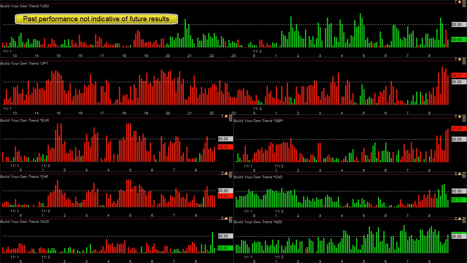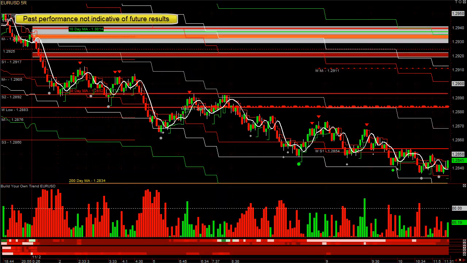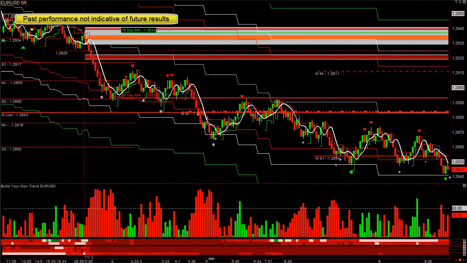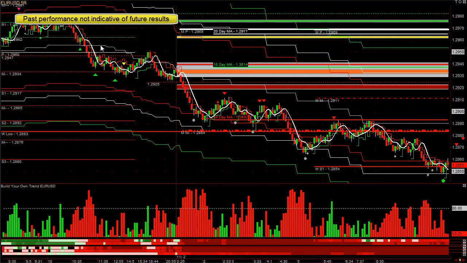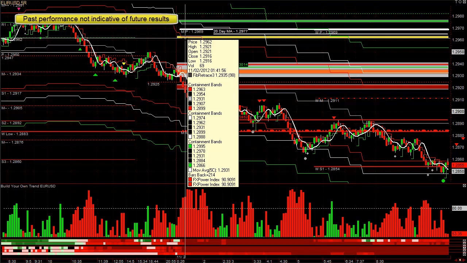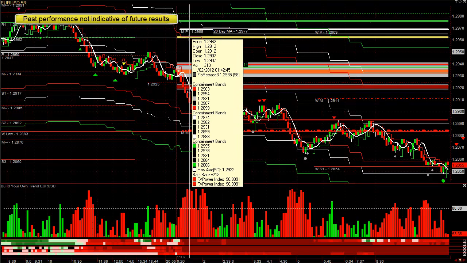So let's take a look at the euro dollar using our FX trade signals and our real-time only momentum tools and how that can help you trade those pairs like the euro dollar and dollar Swiss. Here's the euro dollar. And starting the day off, you can see that the price is underneath the hourly moving average. This is the point of control of the previous day.